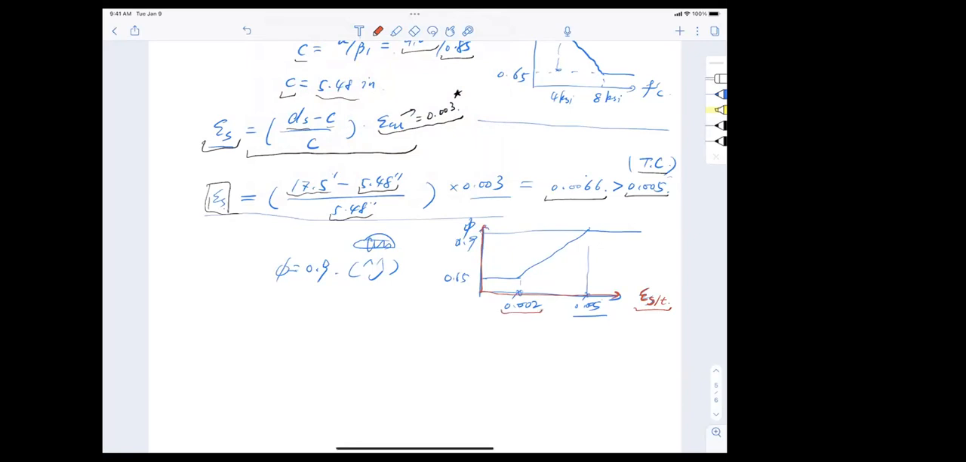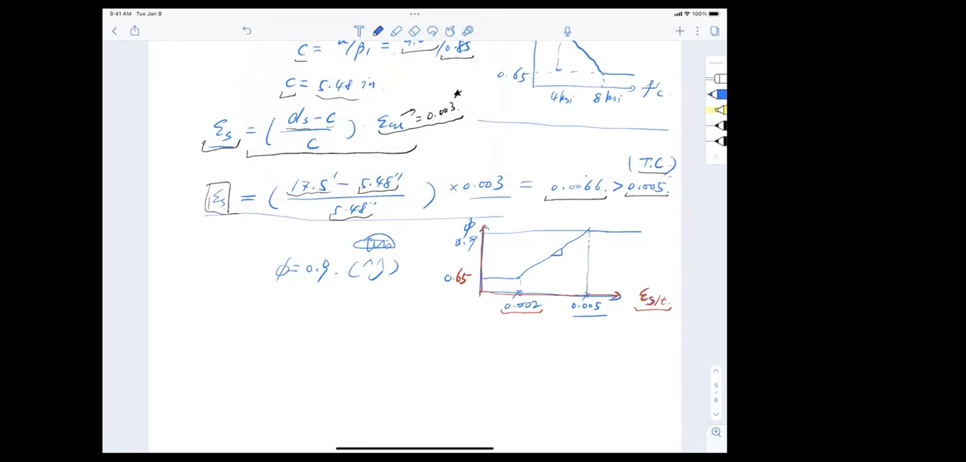If the strain in the steel is lower than 0.002, your phi equals 0.65. If your strain in the steel is bigger than or equal to, let me clean this up, it's horrible writing, 0.005, and then you have a phi of 0.9. In between, you do linear interpolation.